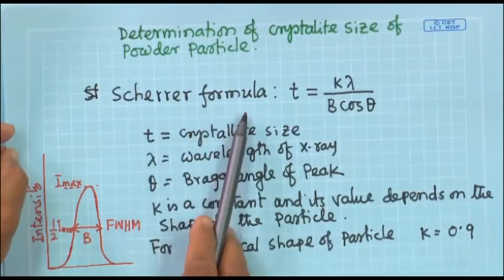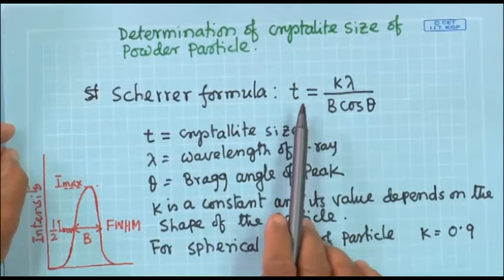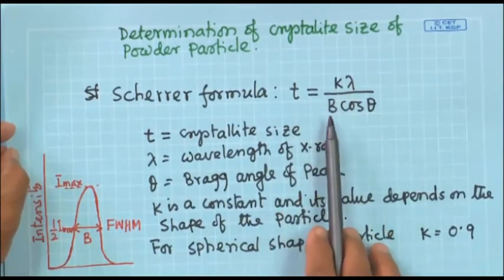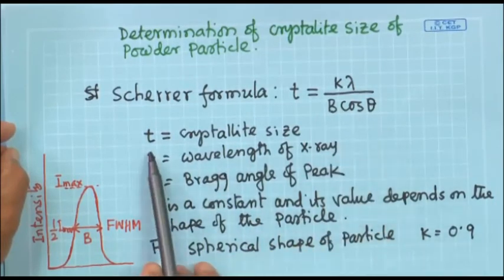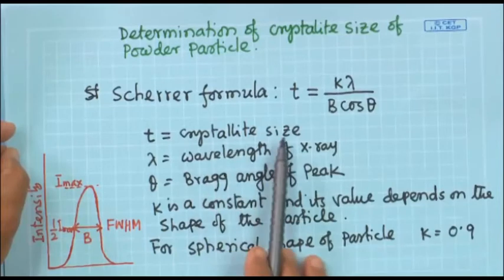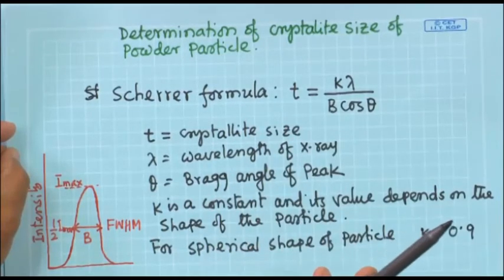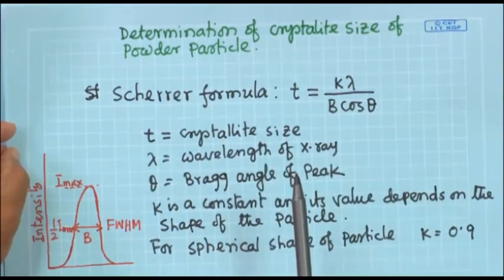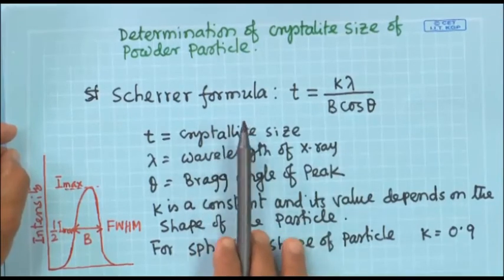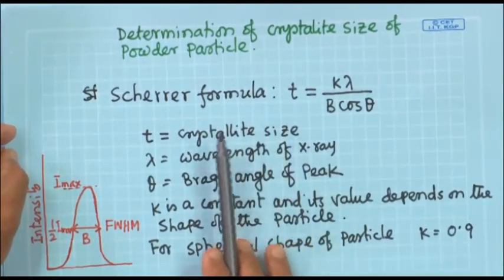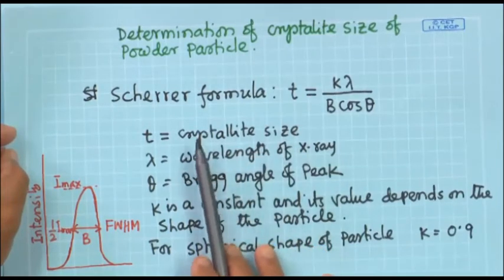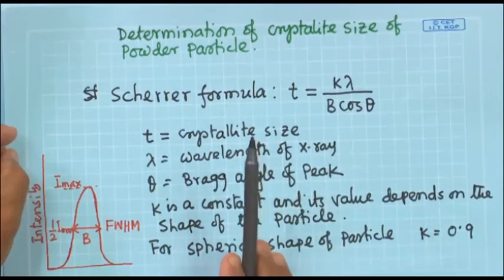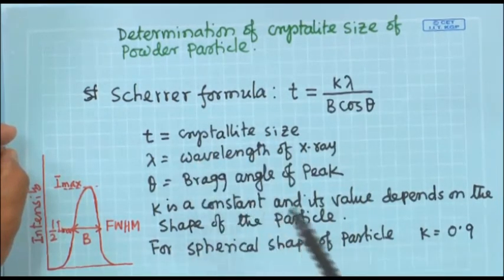So the Scherrer formula is T equals K lambda by B cos theta, where T is the crystallite size. Again, the crystallite size and the physical size of the particle are not the same. Generally the crystallite size is less than the particle size. From XRD, X-ray diffraction, we can find out the crystallite size. That may be equal to the size of the particle, or it may be less than that; it cannot be greater than that. Okay.